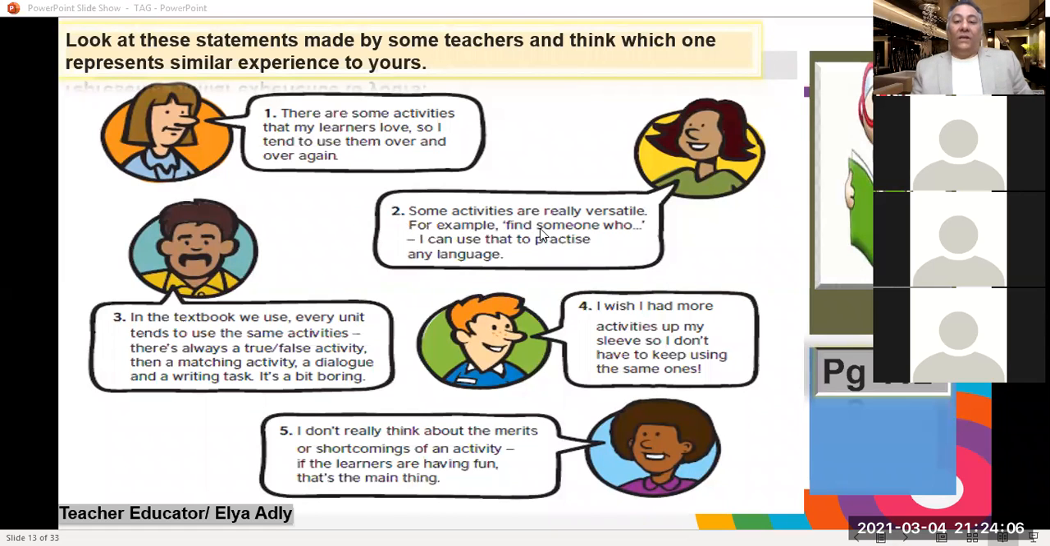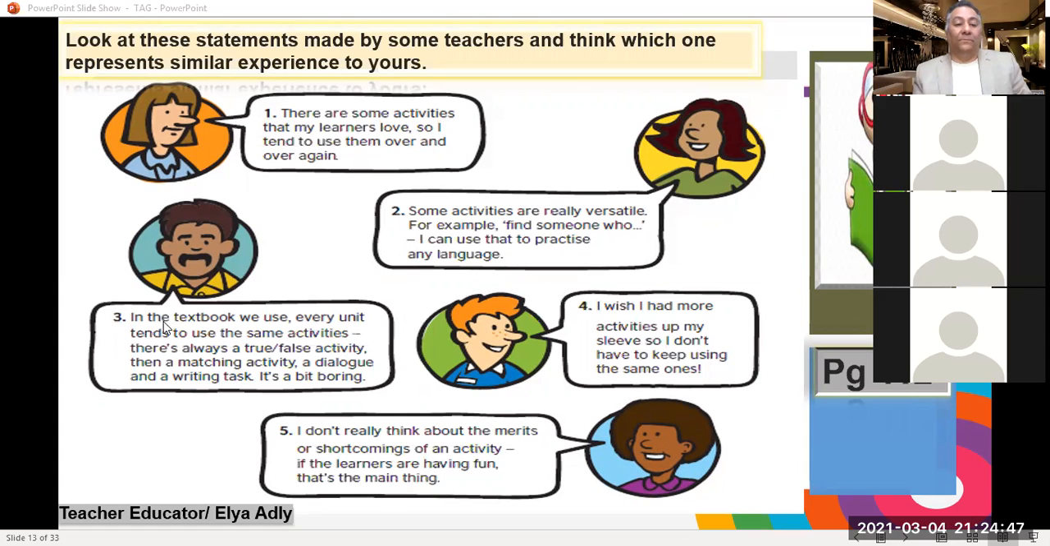Some activities are really versatile. It means adaptable. For example, find someone who, if you remember this activity, find someone who, when we make the students ask each other if someone is or was born in a certain date, or find someone whose name starts with Ahmed, and so on. So they can interact together with each other. I can use that to practice any language.